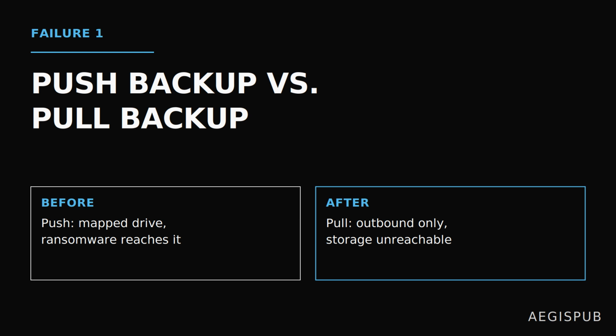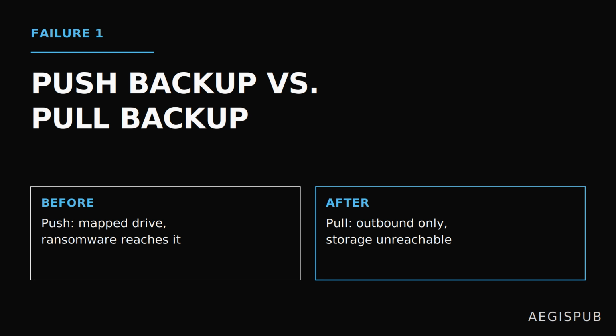The second diagnostic question is the backup architecture. A backup system that mounts network drives to perform its backup is a backup system that, under ransomware conditions, presents the same mapped drive mechanism that the ransomware is traversing. The ransomware sees the backup destination as another mapped network drive and encrypts it.